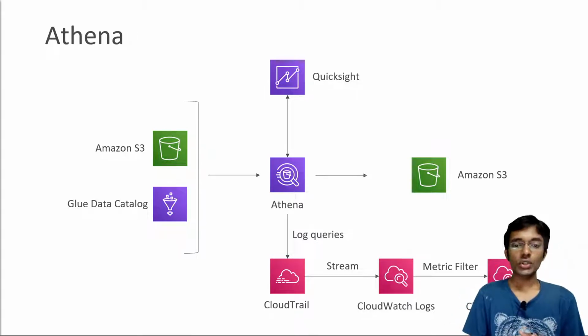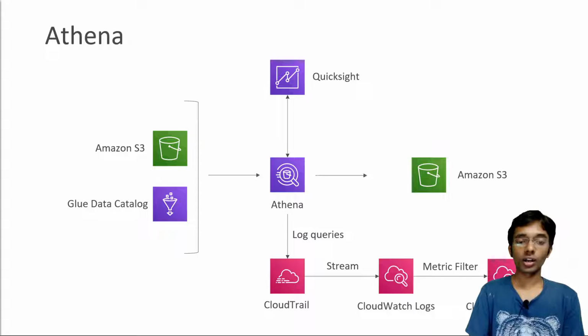So you are going to read from Amazon S3 and the Glue data catalog for understanding how the data is saved, and then you are going to run your SQL queries and output that data into Amazon S3. But Amazon S3 is not the only place where you can use your Athena data. You can use QuickSight to create dashboards, and QuickSight can use Athena in the backend to perform the underlying queries.